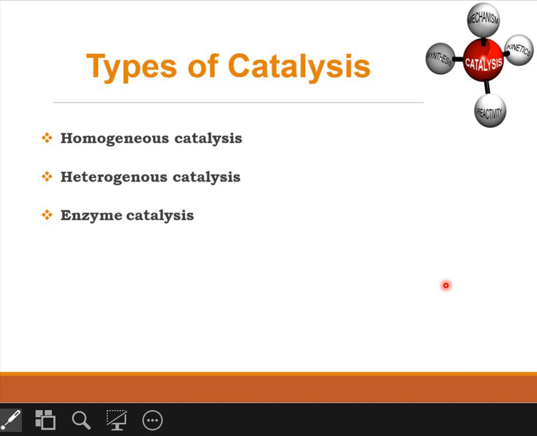Then what is homogeneous catalysis? In homogeneous catalysis, the catalyst, the reactants and the products are in the same phase, either in a gaseous phase or in a liquid phase. In the case of heterogeneous catalysis, the reaction involves multiple phases. That is, the catalyst and the reactants and products are in different phases. Let us see in detail about homogeneous catalysis.